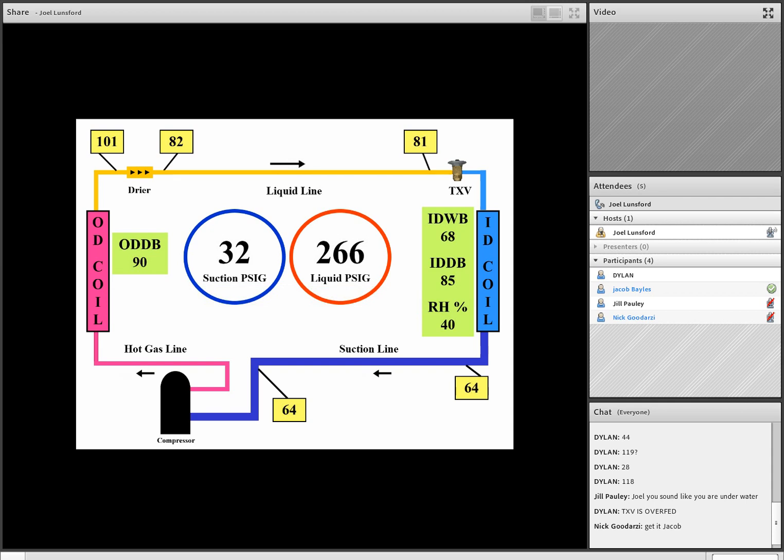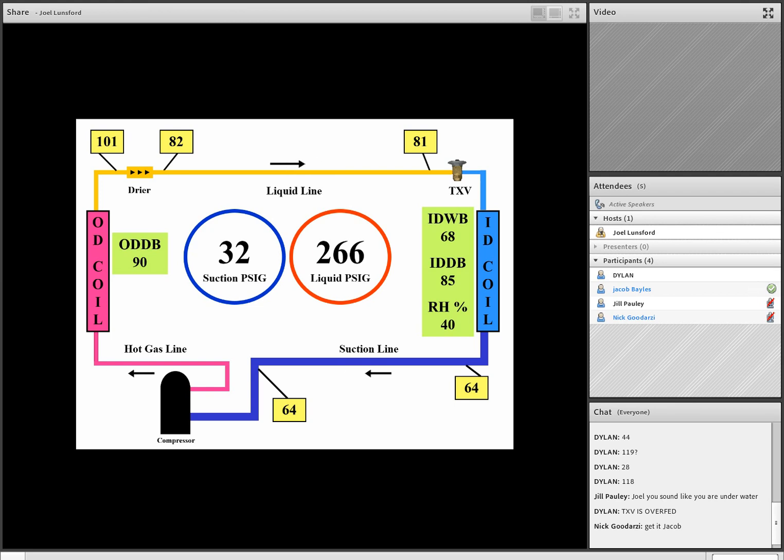Okay, let's try this one on for size. We see that we have an R22 system with an expansion valve on the indoor coil. As we take a look, those pressures are pretty wonky. We've got low suction pressure and elevated, not super high, but elevated liquid pressure. So as we take a look at the pressures and the temperatures throughout the refrigeration circuit, tell me, is anything jumping out at anybody?